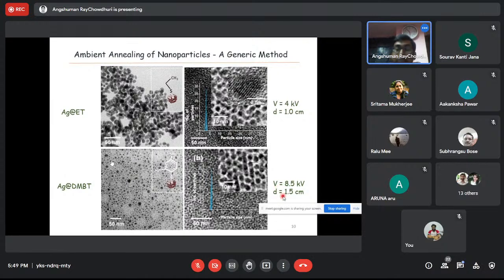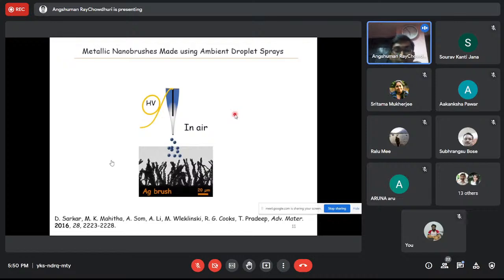So what I wanted to say is that for different particles the optimized condition is different, but it is possible to get monodispersed particles. That's why we can say it is a generic method. Electrospray can be used for the transformation of polydispersed particles to monodispersed ones. We have filed a patent, and recently it was granted.